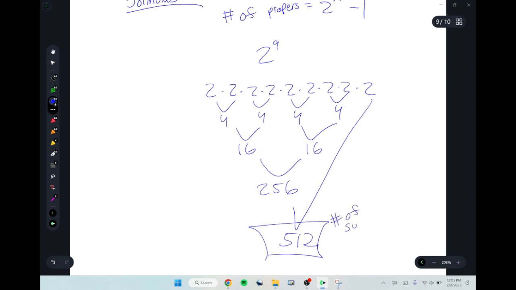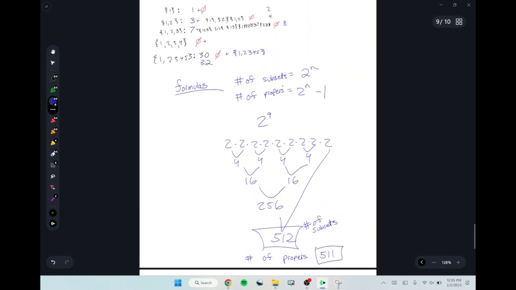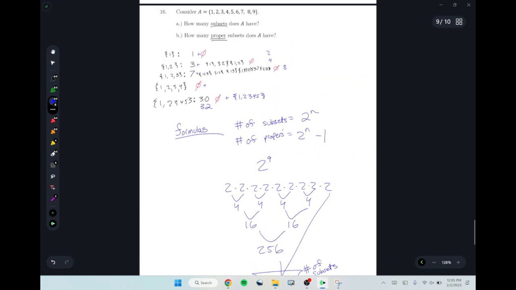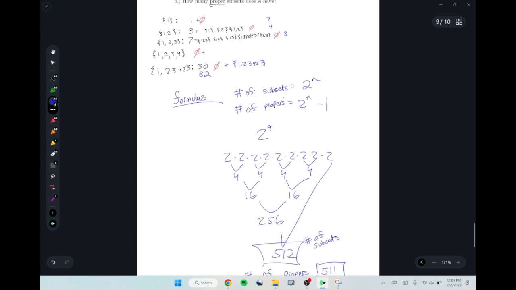And what was the number of propers? Just get rid of the set with all of the elements. So the number of propers is 511. We probably won't have one of those. At the very least, you'll have like 6 sets, and it'll say, what's a subset, what's not, is what I would expect, not this problem.